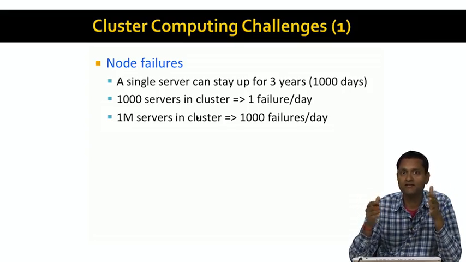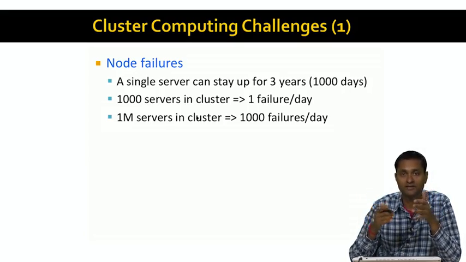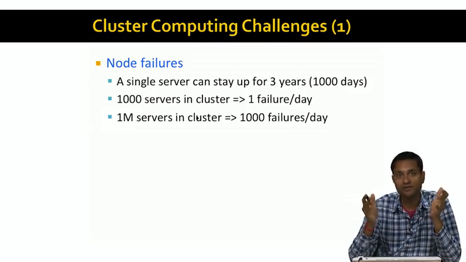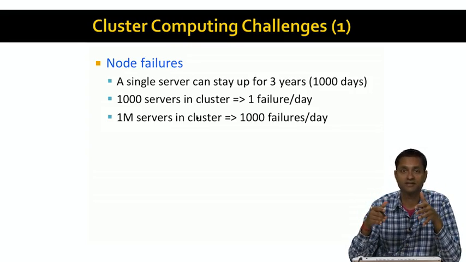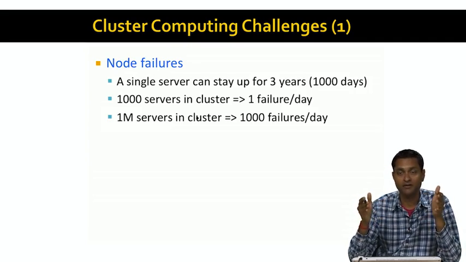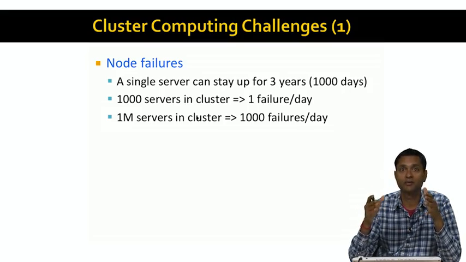But now imagine that you have 1,000 servers in a cluster. And if you assume that these servers fail independent of each other, you're going to get approximately 1 failure a day, which still isn't such a big deal. You can probably deal with it. But now imagine something on the scale of Google, which has 1 million servers in its cluster. So if you have 1 million servers, you're going to get 1,000 failures per day. Now, 1,000 failures per day is a lot. And you need some kind of infrastructure to deal with that kind of failure rate.